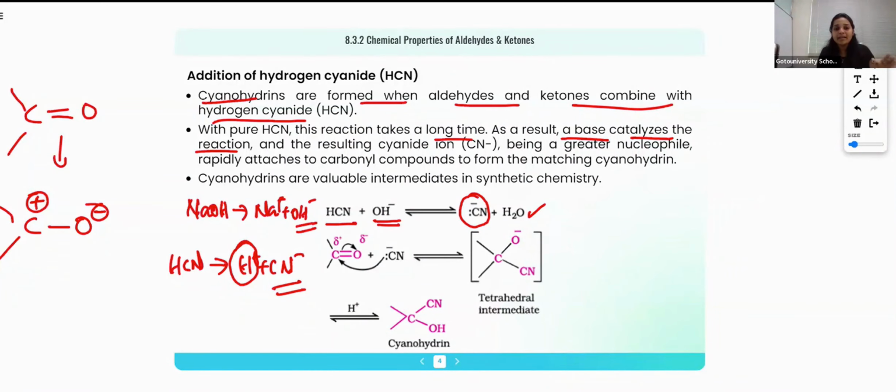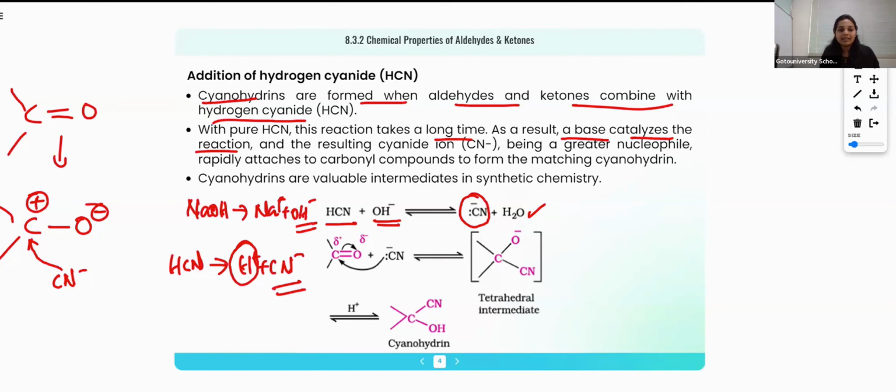Then what will happen? This CN minus will attack the carbonyl compound. I told you CN minus has a negative charge. It is a nucleophile, right? Then where will CN minus move, to carbon or oxygen? It will move to carbon. Why? Carbon is positive, CN minus is negative, so the positive-negative attraction will be there. Already the bond is polarized. I told you carbon is positive, oxygen is negative. So the CN minus can easily attack the carbon atom.